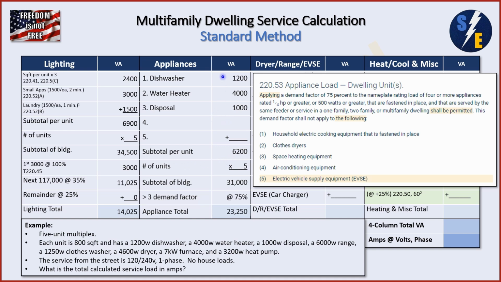And so this is per unit, remember. And then we're going to multiply by the number of units. It's a 5-plex, so we're going to multiply by 5. We come up with 31,000 for the subtotal of the building.